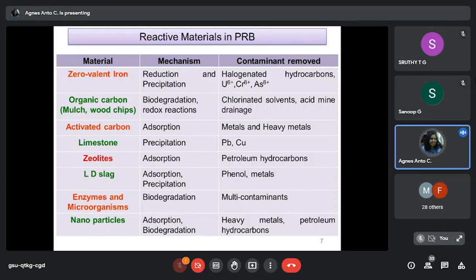Now this is proved, it can decontaminate multiple contaminants. It can be organic in nature or inorganic in nature. Next is nanoparticles. Now nanoparticles are a recent introduction into the PRBs, where nanoparticles, because they are smaller in size, have good specific surface area, so absorption capacity is quite good.